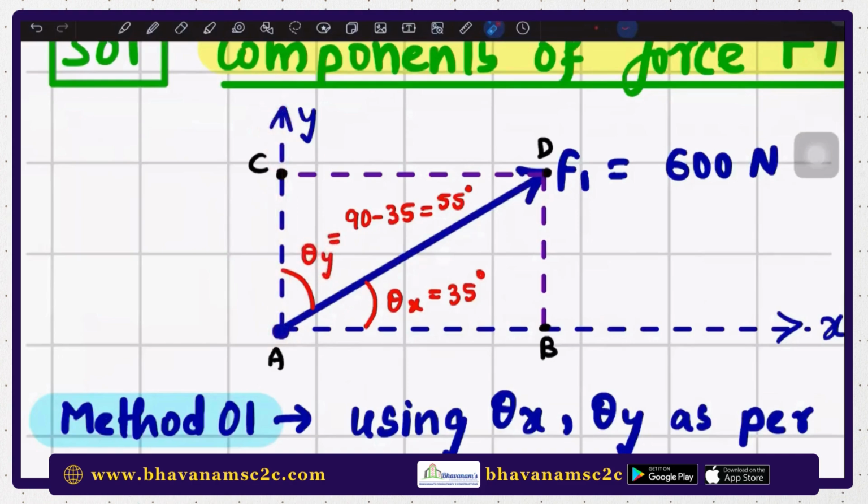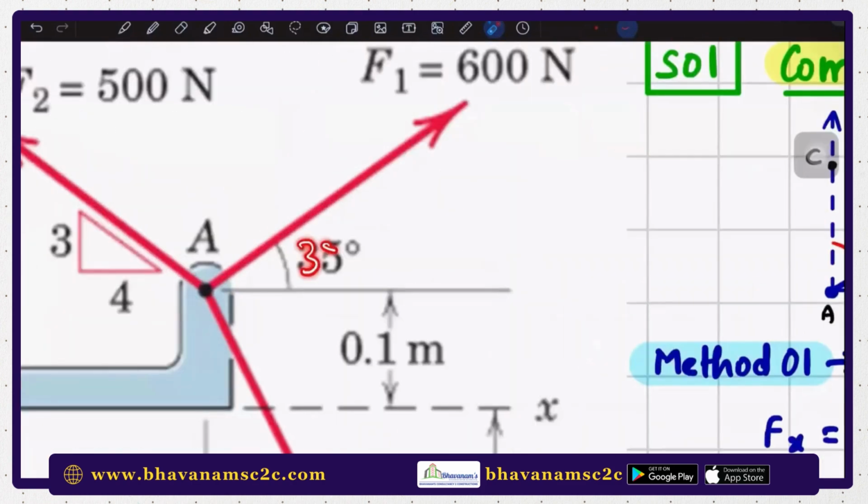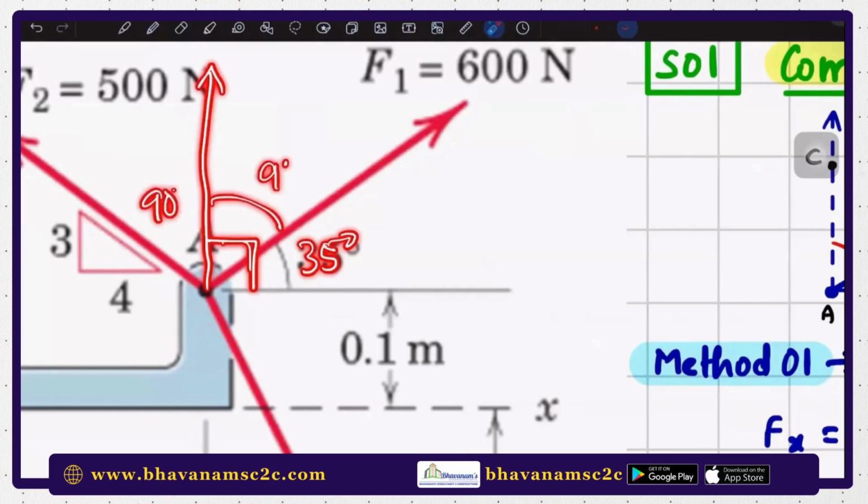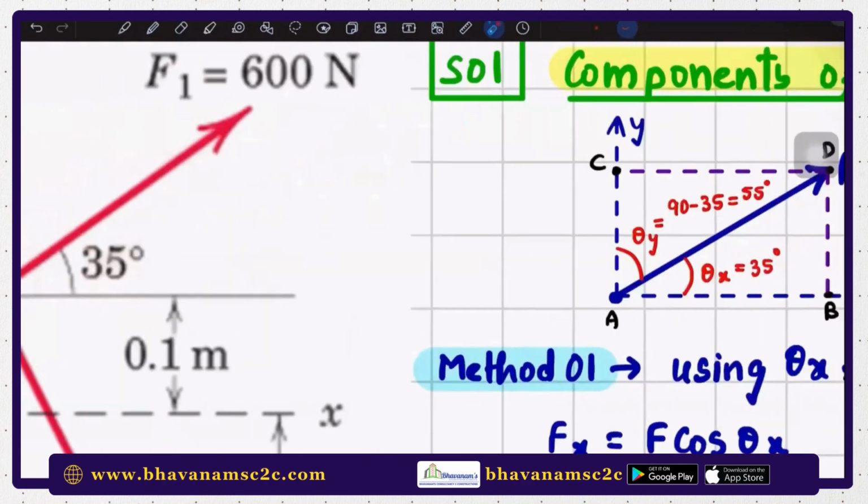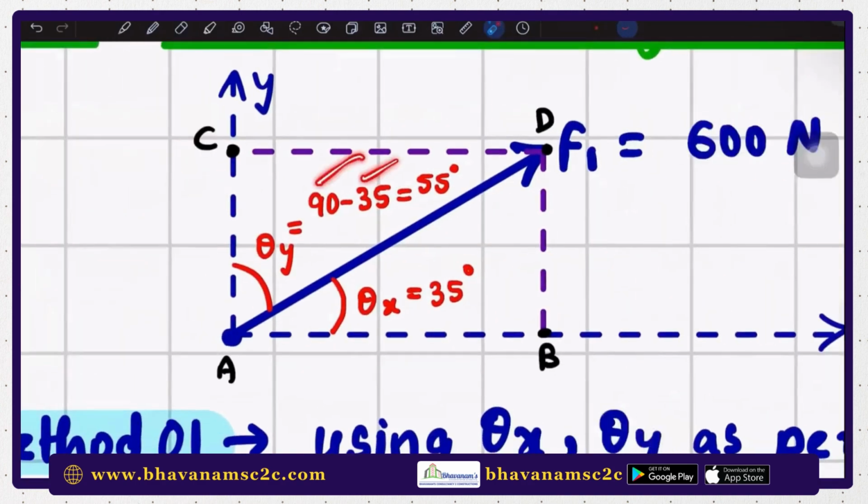So they did not give theta y. In the question, they have given only 35 degrees. So it is our duty. We know that both axes are 90 degrees, so the balance angle will be 90 minus 35, that is 55. So mark it here. You got both theta x and theta y.